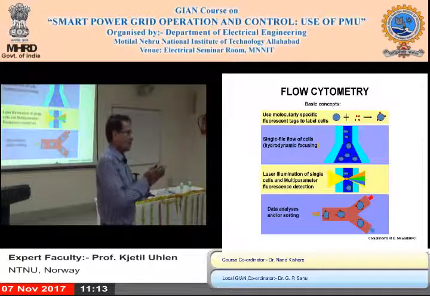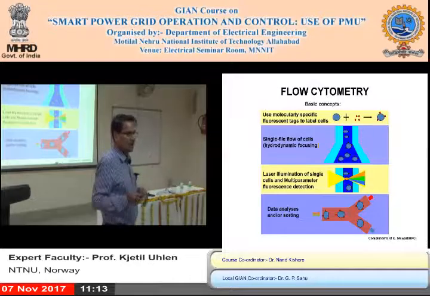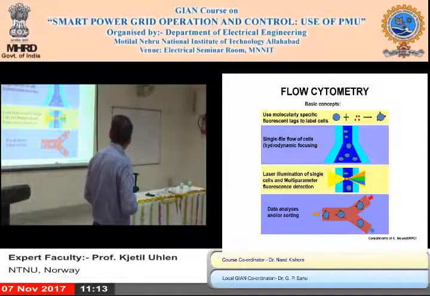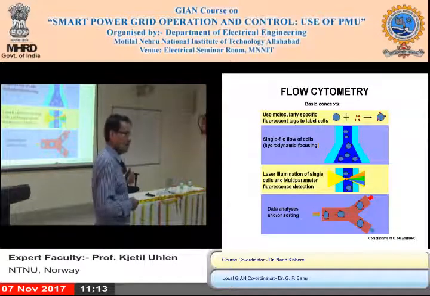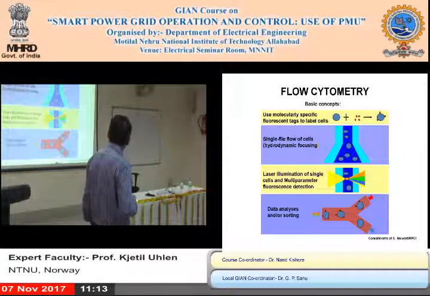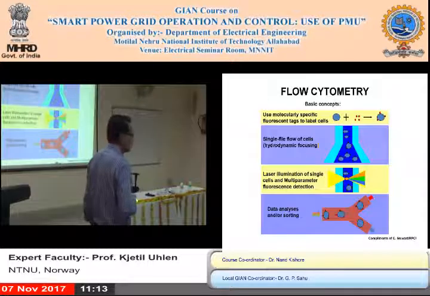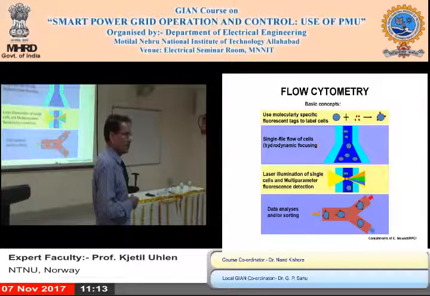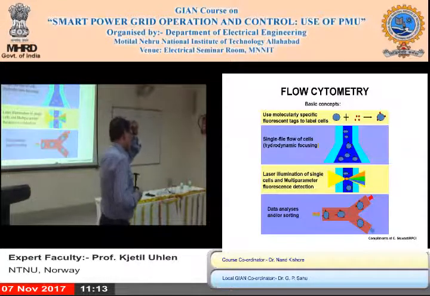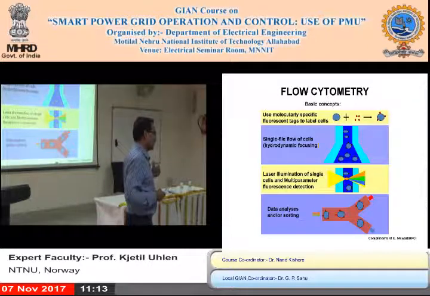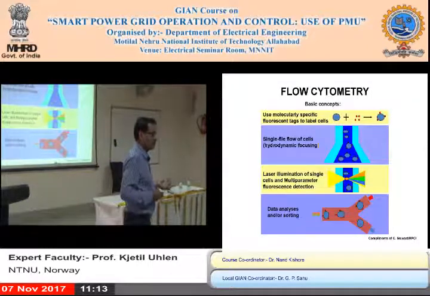That method is called cell sorting. There are different ways of doing it. One is mechanical, that shifts back and forth, one going this way and the other moving in another direction. Or you have electrical, where the fluorescent one is charged and gets pulled by an electric field in another direction. So you can sort out the normal cell versus the cancer cell.